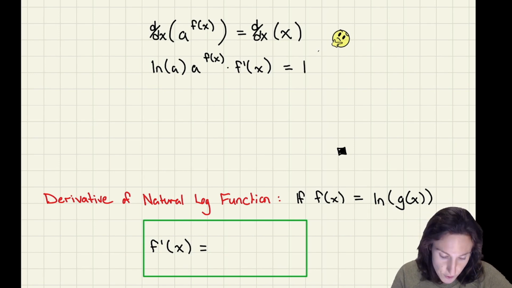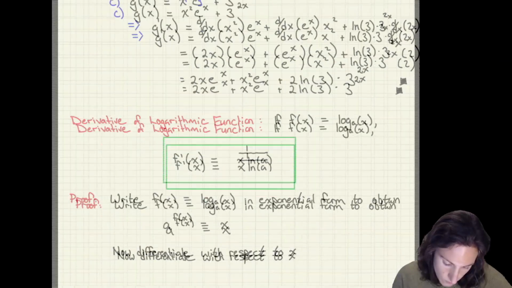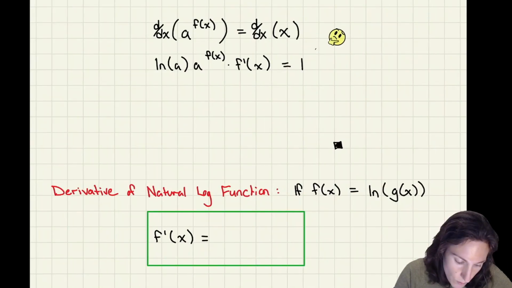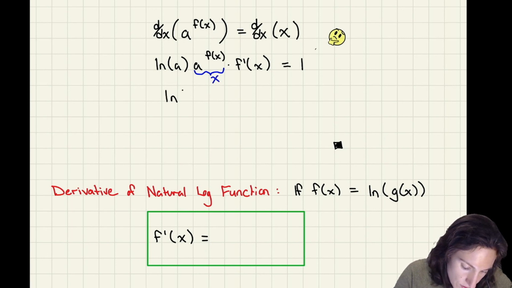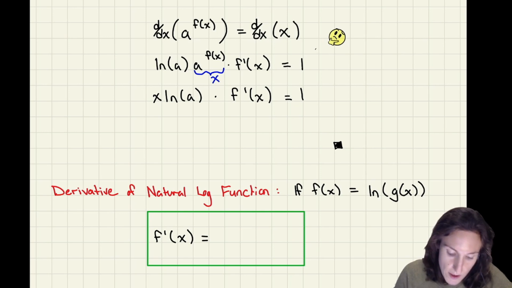So then what I can do is I can rewrite this expression, but notice something. This a to the f of x, that's the thing that we called x. So what I can do is, because I know this is also equal to x, I can instead write ln a x, I'm going to bring the x to the front, times f prime of x is equal to 1.